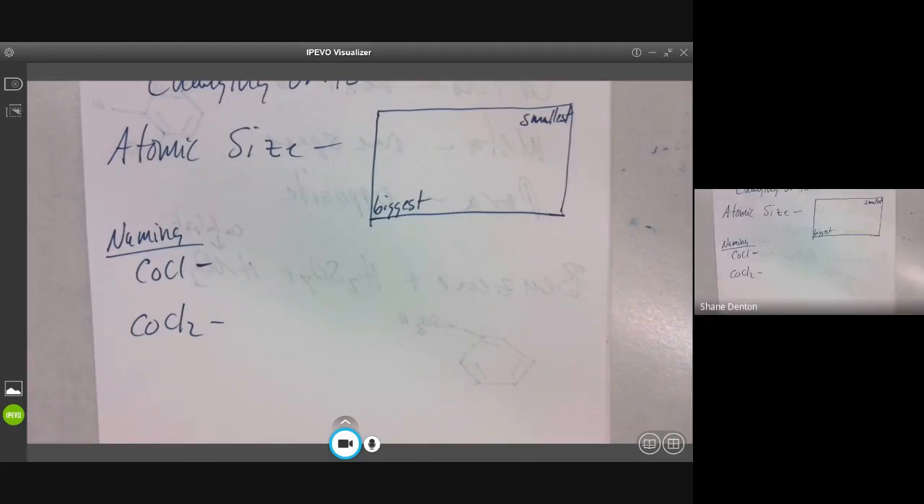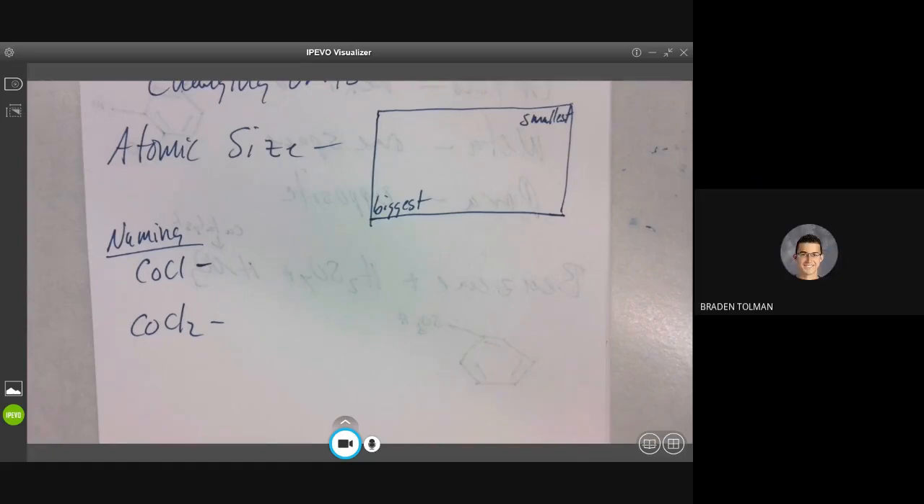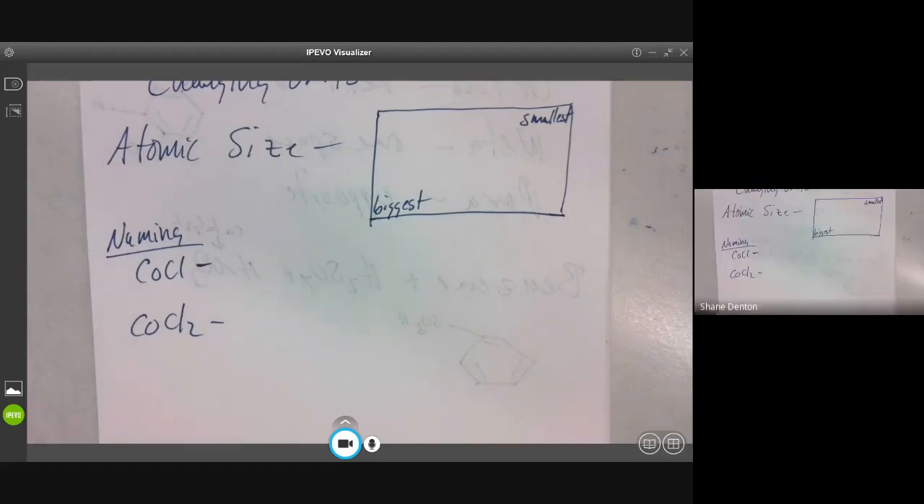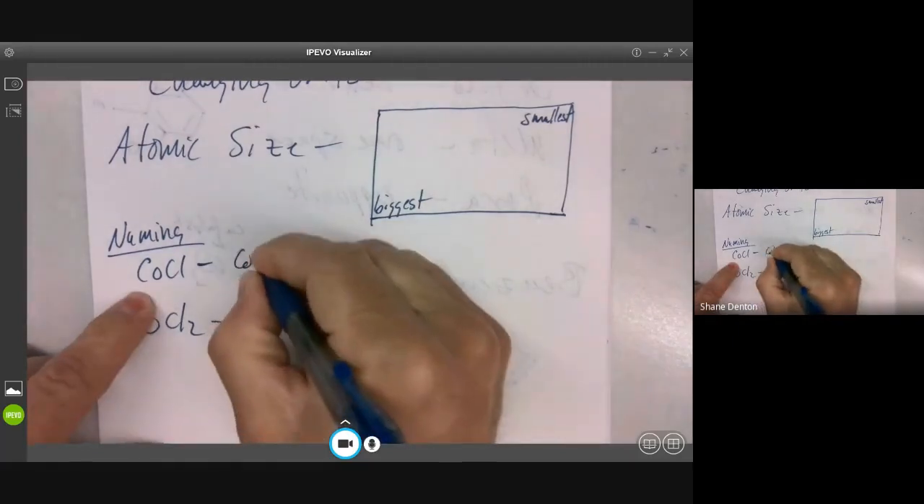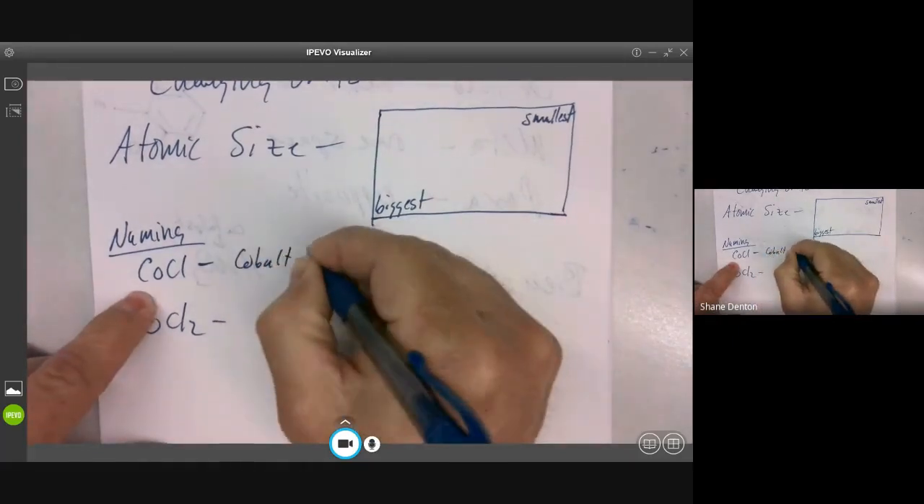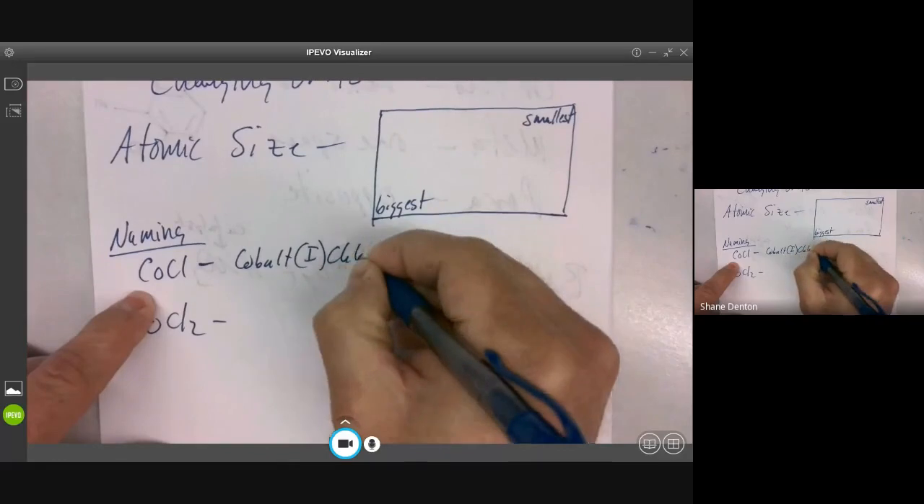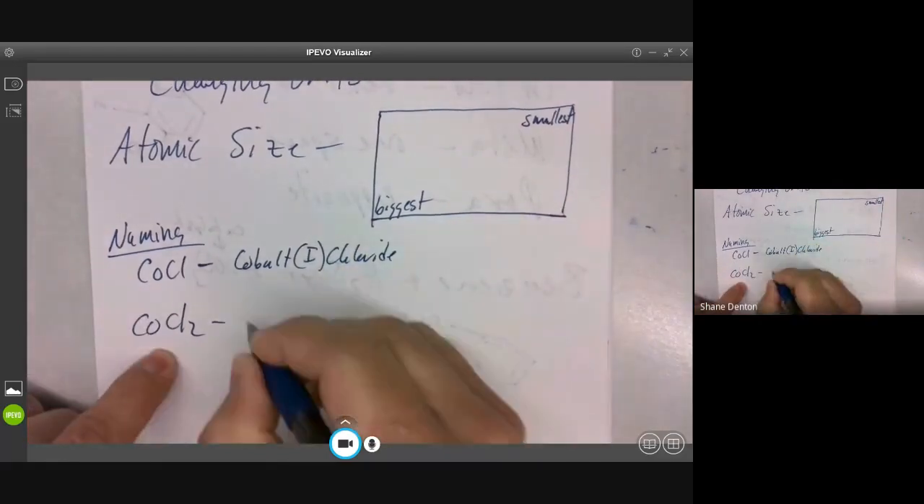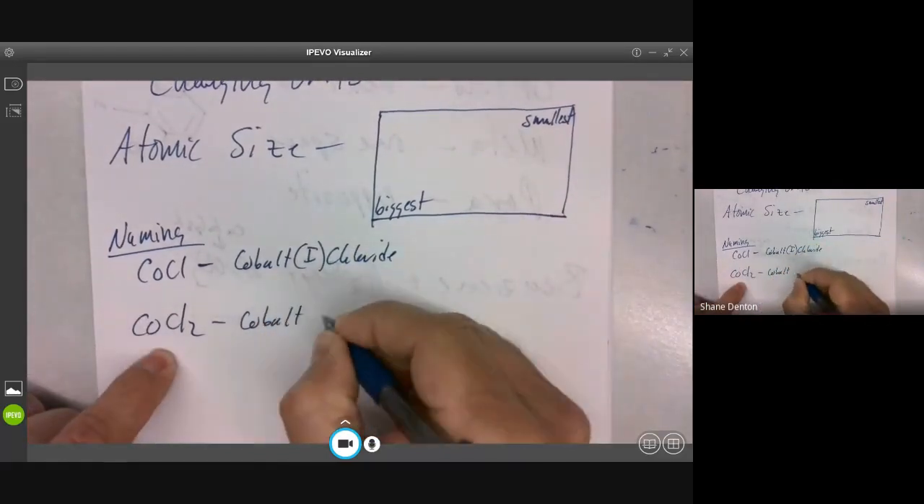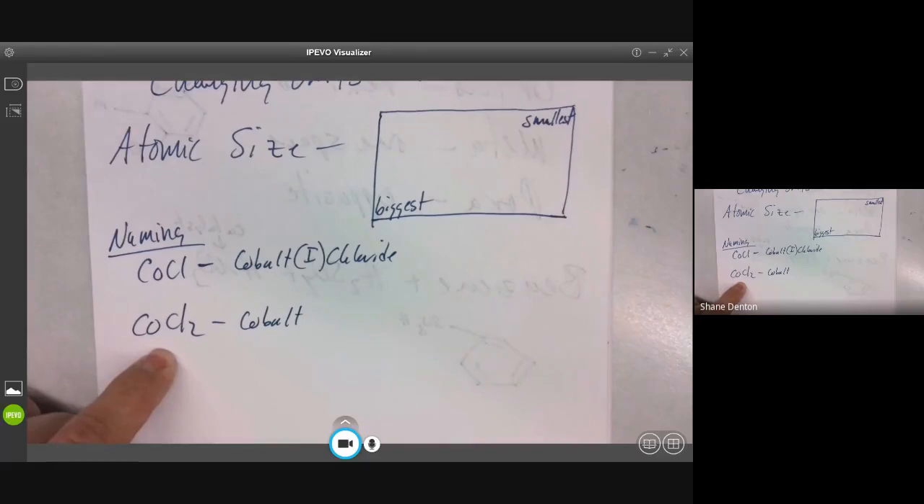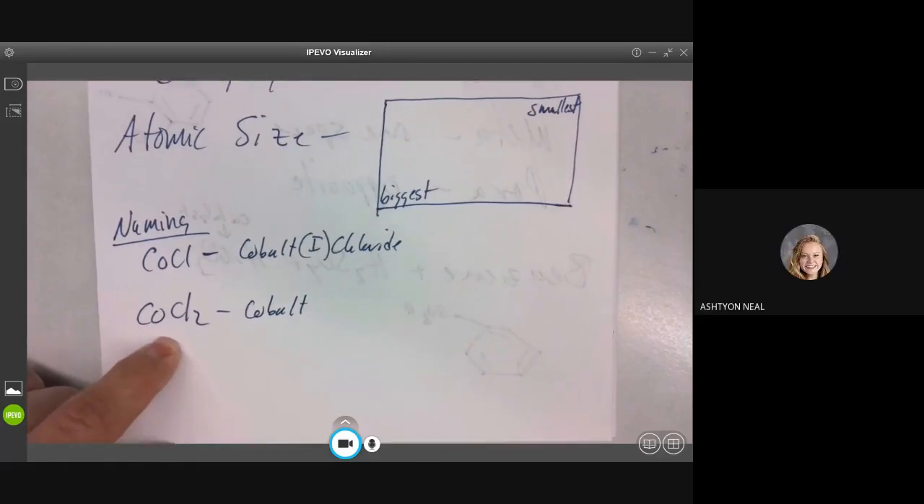And why does a transition metal typically, not always, but typically require a Roman numeral? Anybody remember? It has different charges sometimes. Yeah, it has more than one oxidation state. So this one would be cobalt 1 chloride. This one would have been cobalt what? Anybody know? 2.